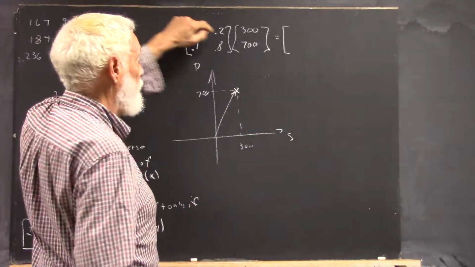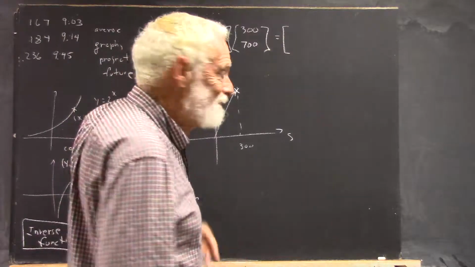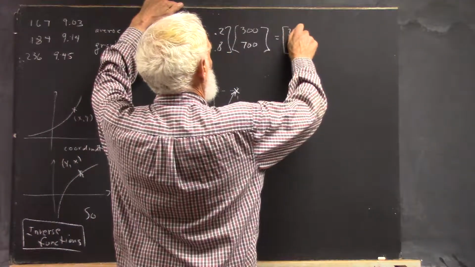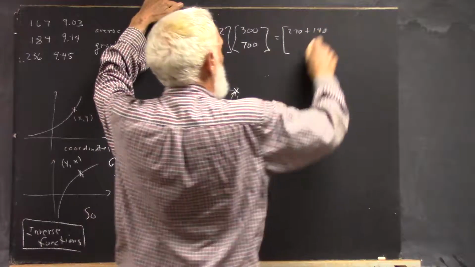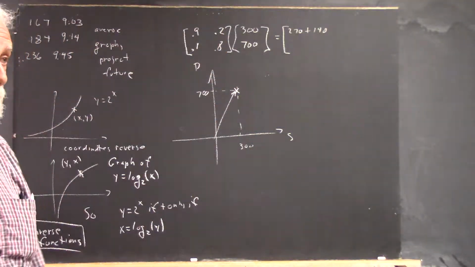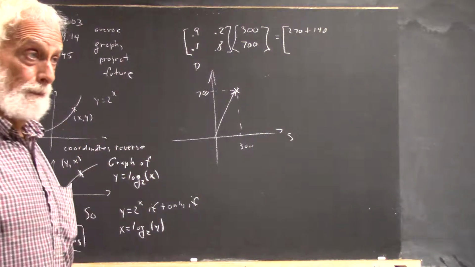what do we get? 0.9 times 300. Well, 9 times 3 is 27, right? And you very quickly get 270. 0.2 times 700 is 140. And you don't need a calculator to do those calculations. If you're using one, you really shouldn't.